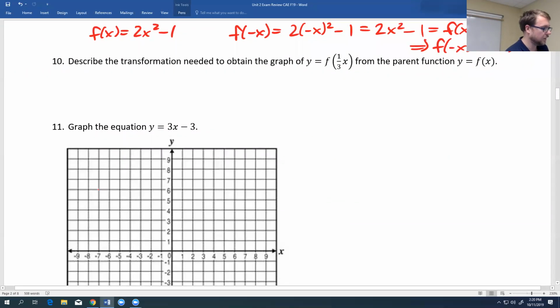All right, good questions. Describe the transformation needed to obtain the graph of y equals 1/3 of x from the parent function f of x. So what's that going to do?